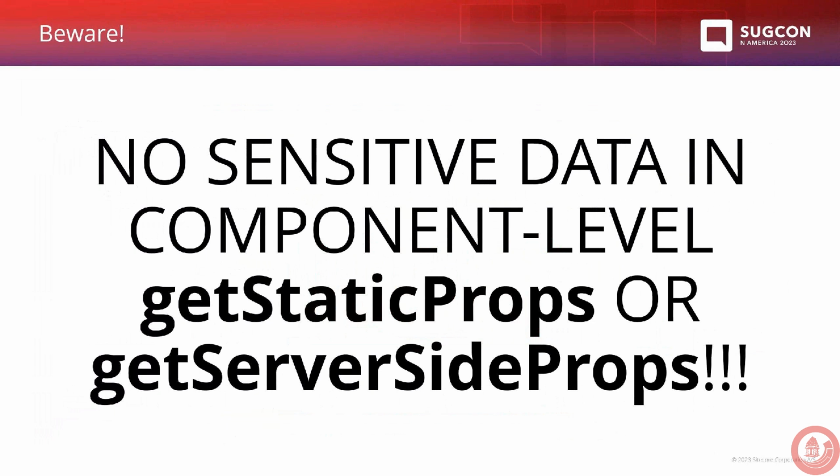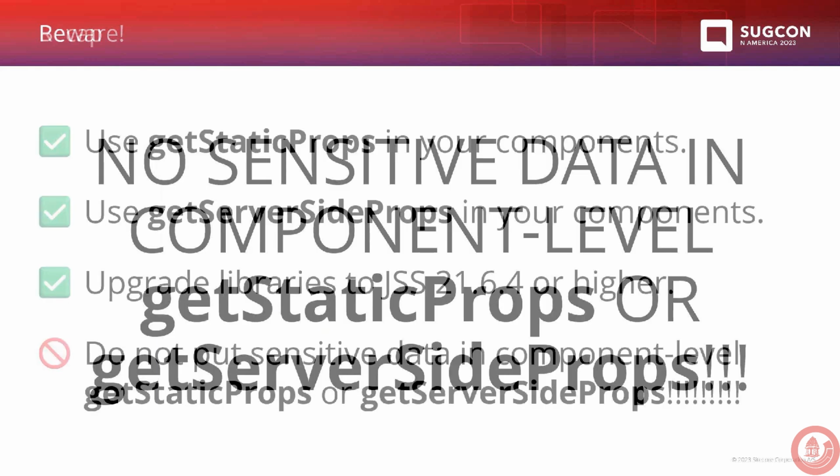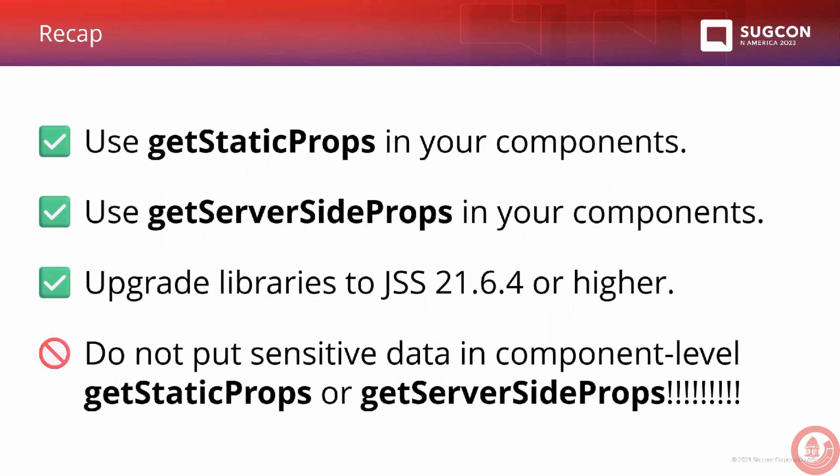With that being said, even with this bug, if you're stuck on one of those older versions, I still think there's a lot of value in using these component level server data fetching functions. You just need to be aware of that limitation. So to recap, with a JSS application, you can use getStaticProps and getServerSideProps in your components. If you're on an older version of JSS, upgrade to 21.6.4 or higher as soon as you can. And if you can't upgrade, just take very special care that you never put sensitive data in the component level getStaticProps or getServerSideProps functions.